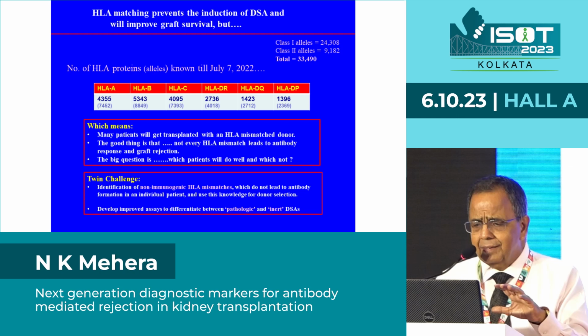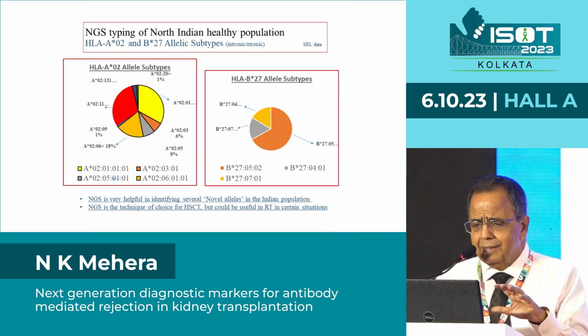This is a twin challenge that we have: identification of non-immunogenic HLA mismatches which do not lead to antibody formation in an individual patient, and how do we develop tools to differentiate between pathologic and inert antibodies? We have seen that the polymorphism of HLA is even more in the Indian population. I give you one example here for HLA-A2 or B27. There are a number of novel alleles that we find not found in the Western population, so they are not going to be represented on the beads that you have.